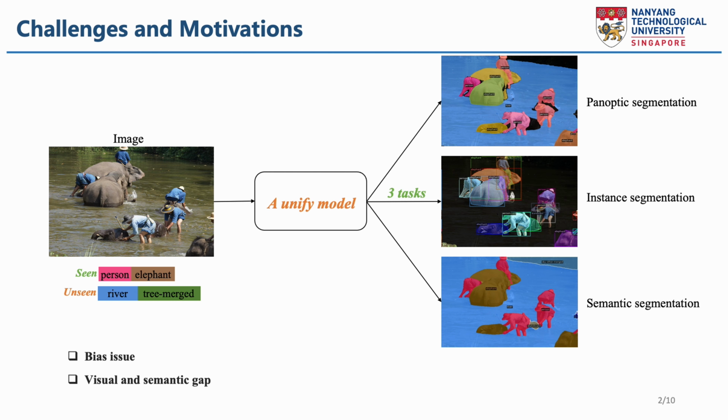While previous methods are specifically designed for zero-shot semantic or instance segmentation, there are three different segmentation tasks including panoptic, instance, and semantic segmentation. The conventional method will design a model for each task, and there will be a total of 3 models. We found the common difficulties of these 3 tasks. One is a bias issue and the other one is a visual and semantic gap. Consequently, we tackle the above challenge and further design a unified model to address 3 tasks together and propose our method PADING.